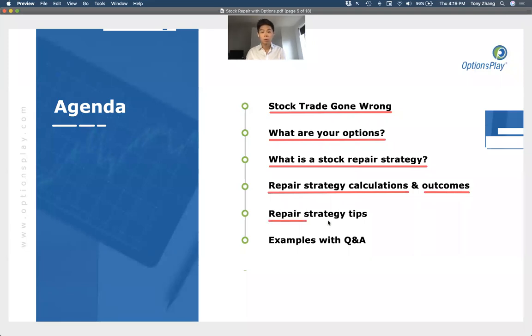And then I want to talk you through some of the tips because there are some challenges with this type of strategy. They're not useful in all scenarios. So I want to make sure everyone understands when you should use it and when you should not use it. And then, like I said, we're going to try to go through as many examples as possible.